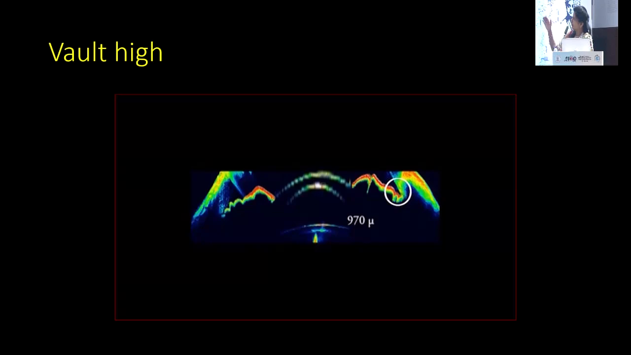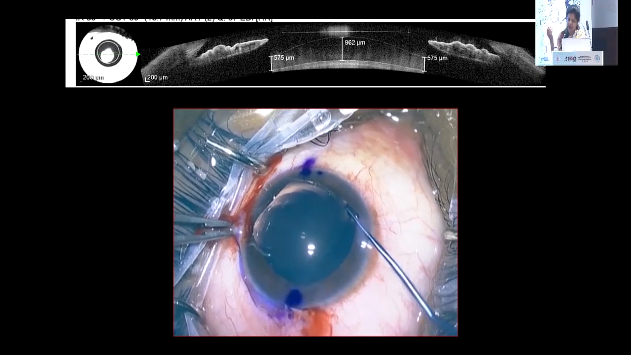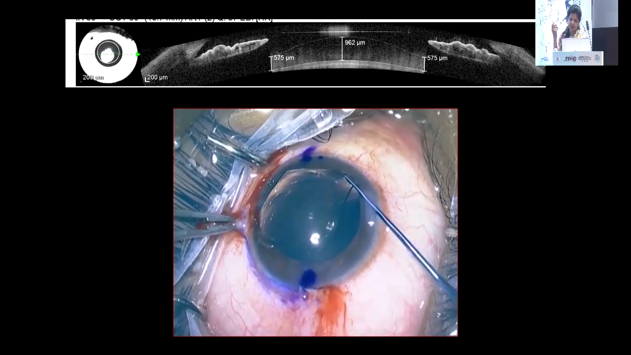Now high vault would lead to narrowing of the angle, pigment dispersion, and high chances of glaucoma. Some people have even considered endothelial cell loss or attrition to be higher in such high vault patients, where the normal range is around 2 to 10%. That's usually just after surgery. So in such a patient, sometimes explantation of the ICL is what is important.